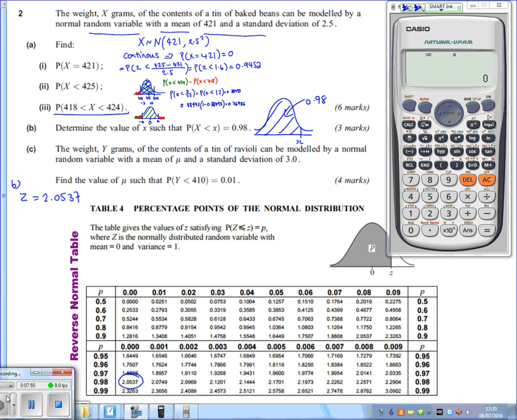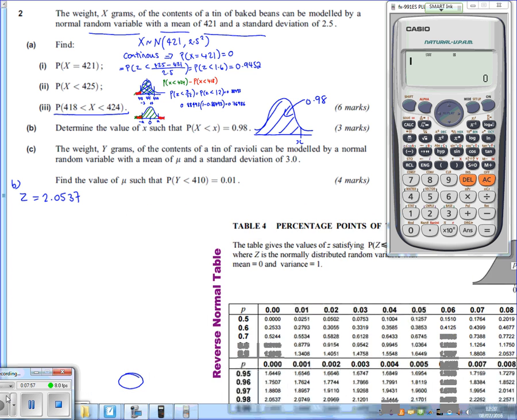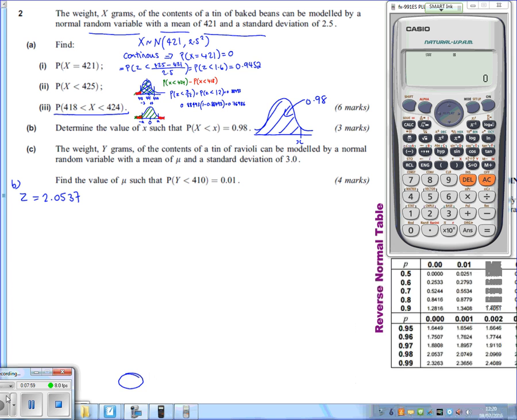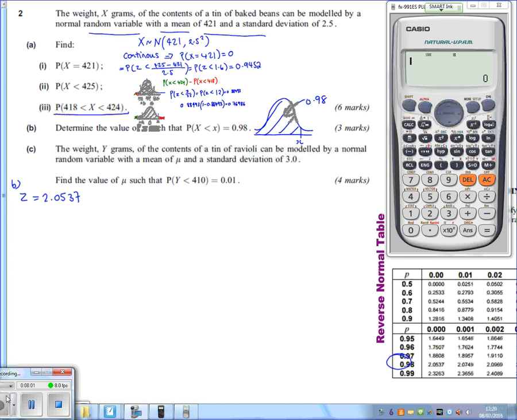Okay? So I'll just move that one out of the way. So I'll put that one there. So I've got my z value. I want the probability then that x is less than, what z are we on now, aren't we? The probability that Z is less than 2.0537 is equal to 0.98. So I need to work out what x value would give me this z.